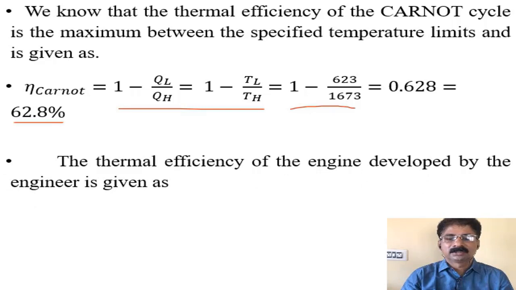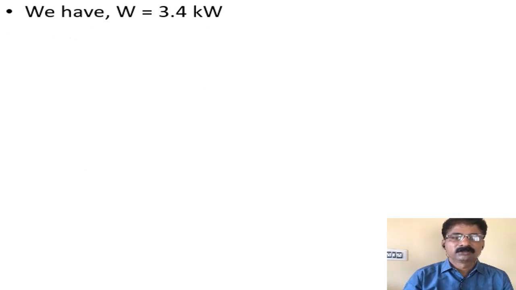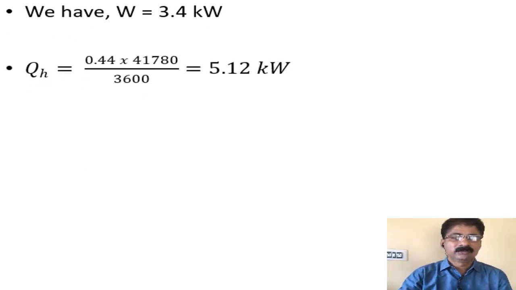Now let us calculate the thermal efficiency of the engine developed by the engineer. Before that, the formula: eta thermal is equal to 1 minus QL by QH, or eta thermal is also equal to W by QH, or in place of W you can write QH minus QL also. But here QH and W are given, so no need to use the QL term. Now here W is given as 3.4 kilowatt and QH. Here it is very important. Okay, it is capital H. Just make a change here, it's capital H.